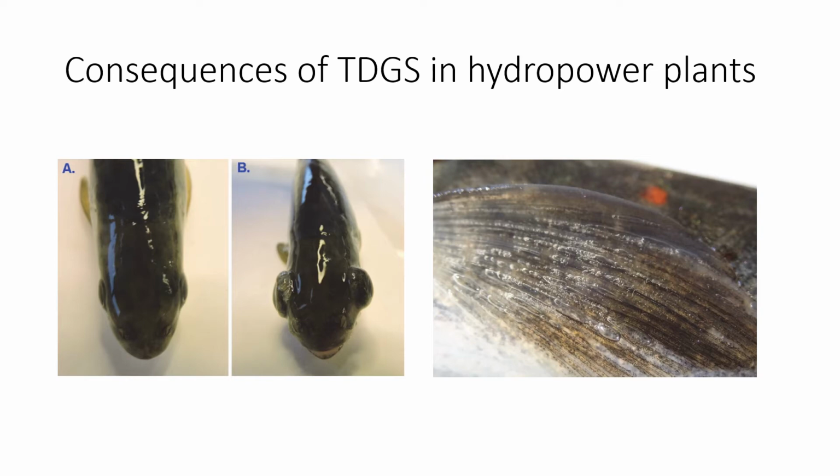So in this first picture, you see number A, which is just a normal fish, and number B, which is a fish that is exposed to total dissolved gas supersaturation. And this is a very serious condition for a fish, and it can kill them if it stays for a longer period of time.